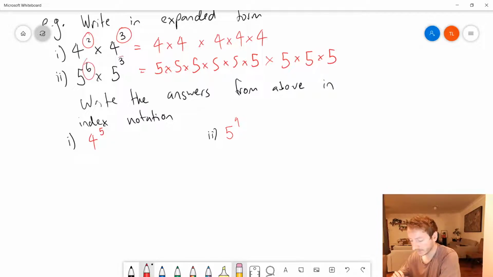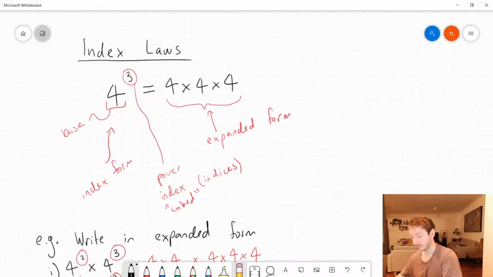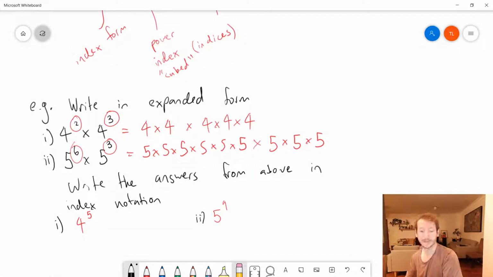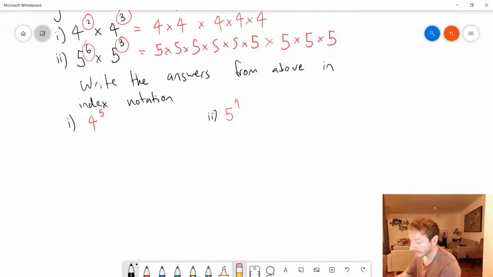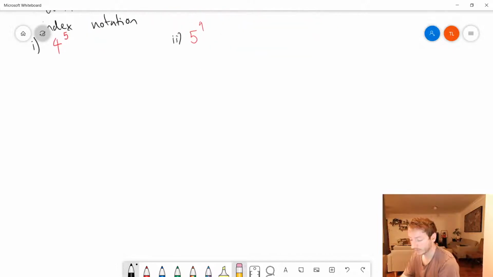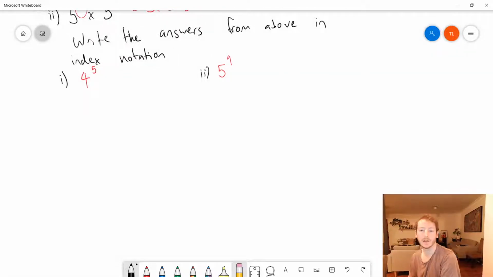5 to the 6 times 5 to the 3 gives me 5 to the 9, but I get the index by plussing. Now this only works if the bases, if we go back to our terminology up here, the base number, so in this case 4 or in this case 5, is the same. And we write it officially like this. And I'm going to use the number 2 as my example. I could use algebra and use x, but for whatever reason we save that to year 9.